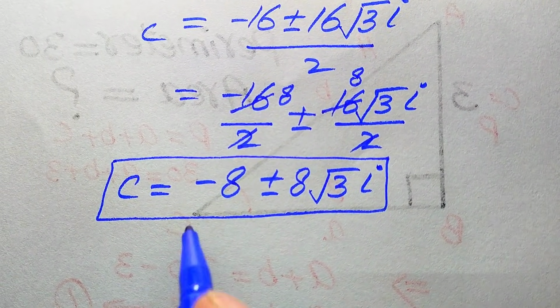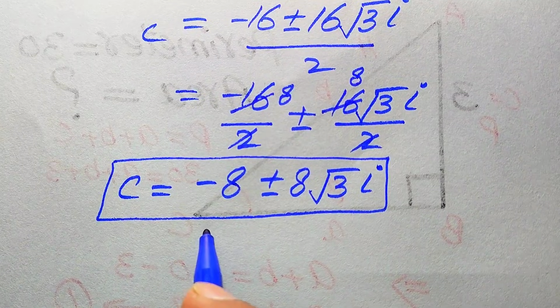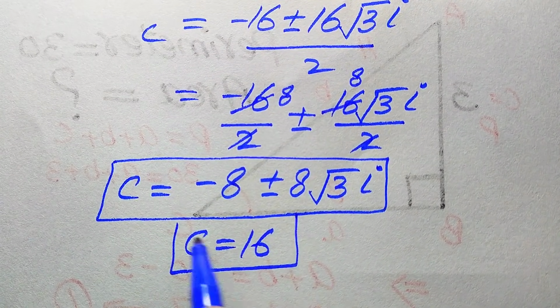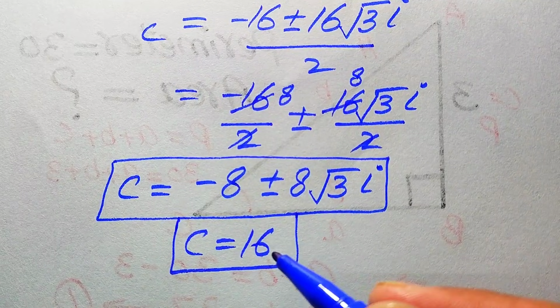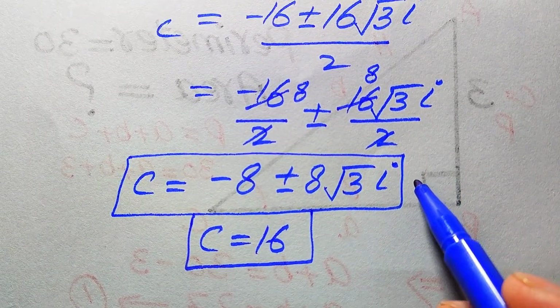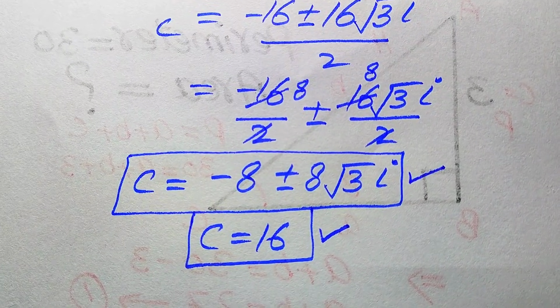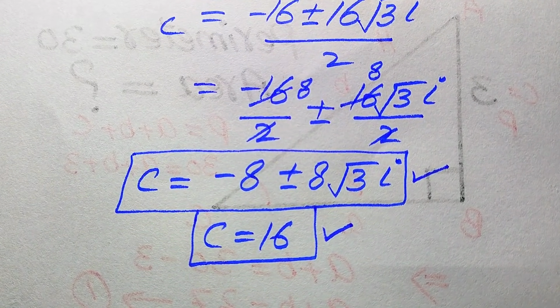And here we have one real root of the given equation, and that is x equals 16. So finally, there are three roots of the given equation, in which two roots are complex roots and one root is a real root. So these are the three roots of the given equation, and this is our final answer to this question.